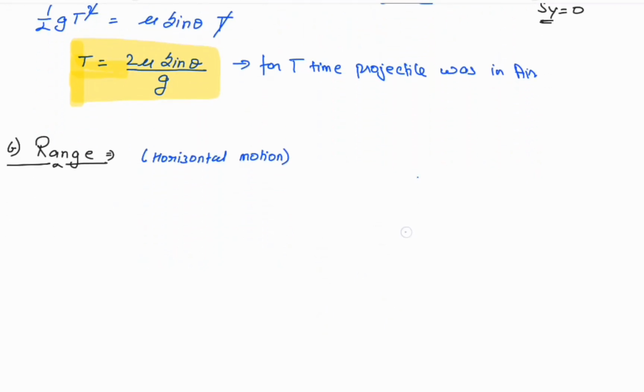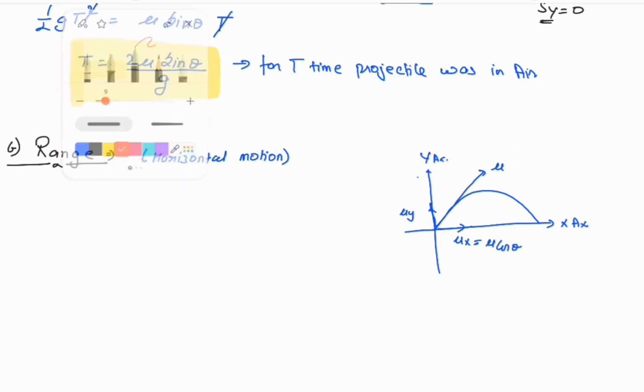I'm drawing a rough diagram here. This is the x-axis, this is the y-axis, this is my projectile. This is the initial velocity, this is the velocity along the x-axis, and this is the initial velocity along the y-axis. What is u of x? U of x is equal to u cos theta. In this diagram, what do you mean by the range?